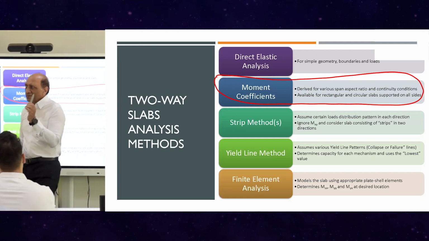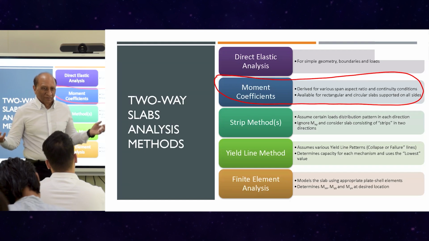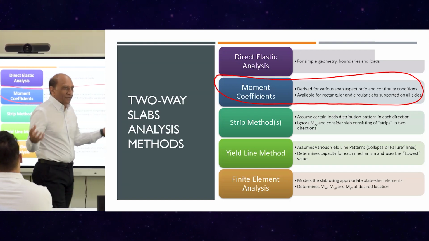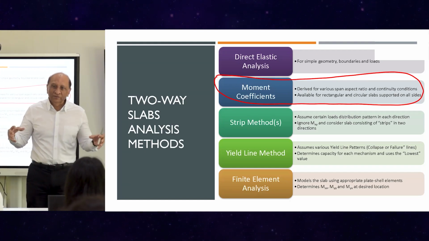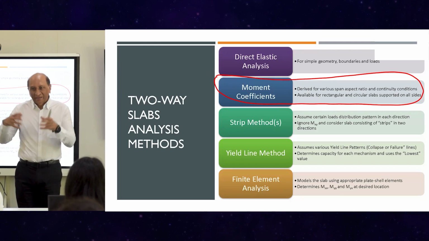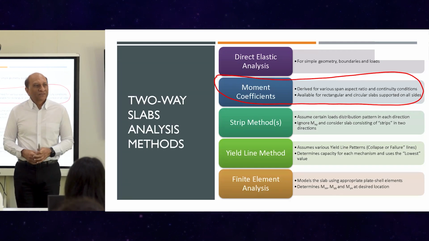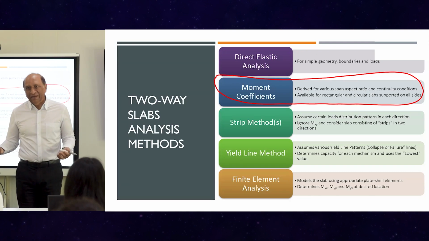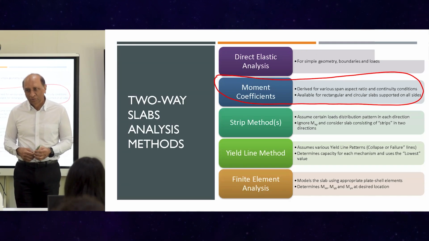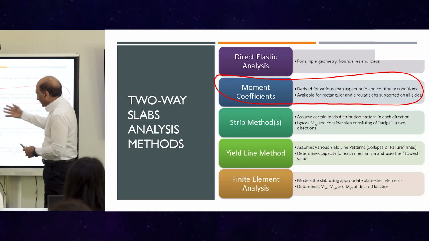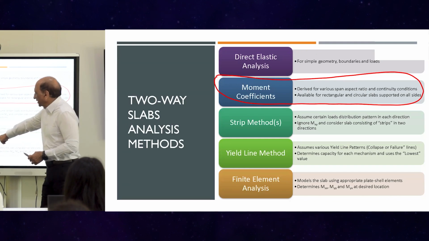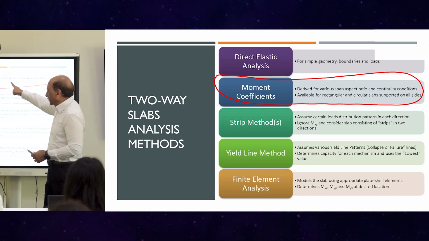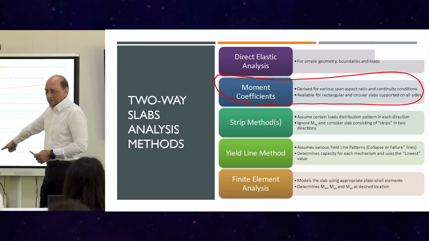So two inaccuracies or lack of knowledge or lack of understanding come together. One is the load distribution coefficient, and second, the assumption that the beams are rigid supports. But we had nothing else to work with at that time, because yield line was there, direct analysis was impossible, finite element wasn't there. Okay.